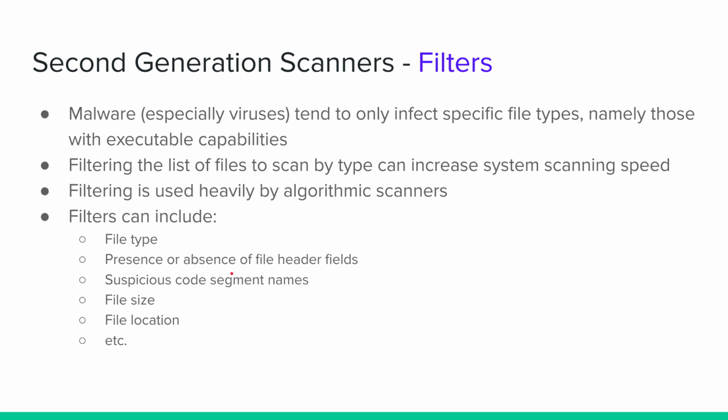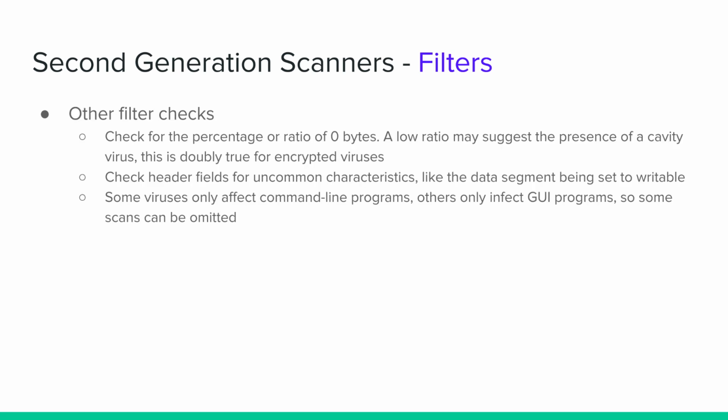You could really filter by any piece of metadata that you want, like file size and file location and things like that. So reducing the number of files we need to scan is a way to speed up algorithmic malware scanning.